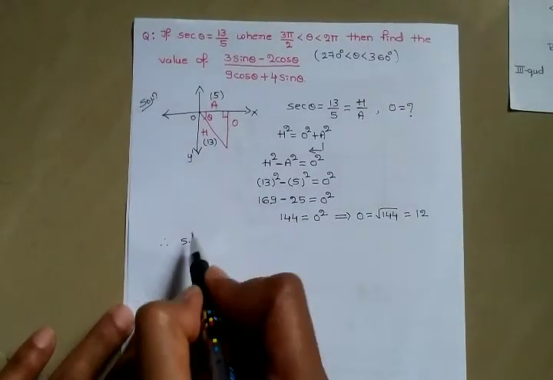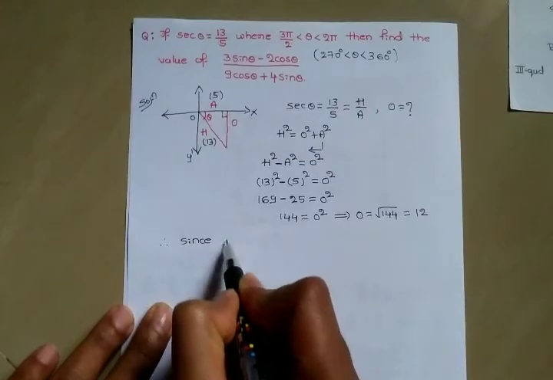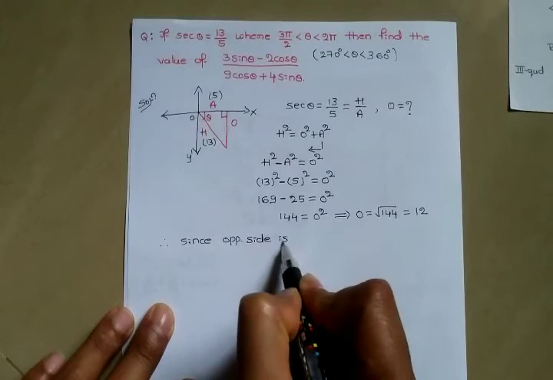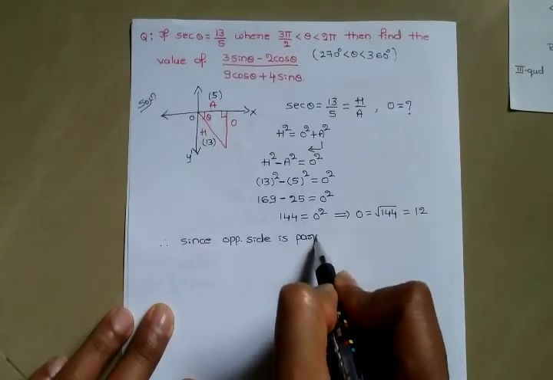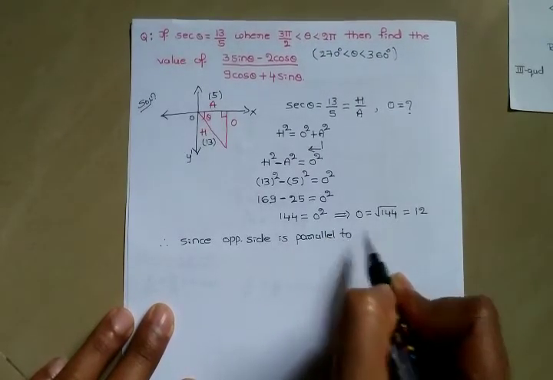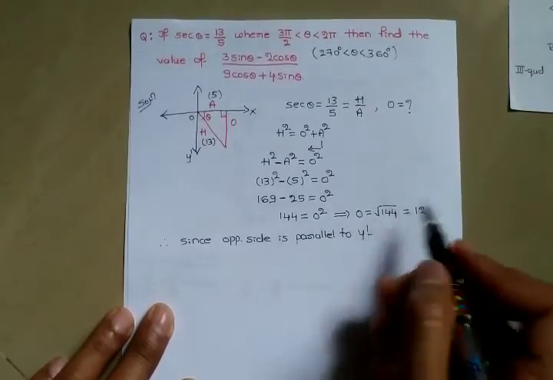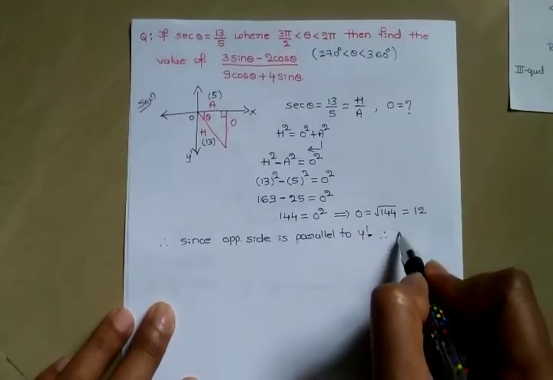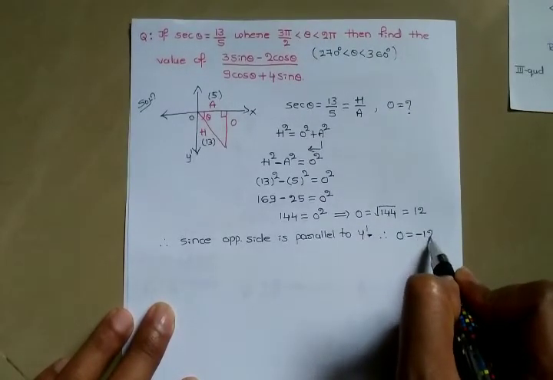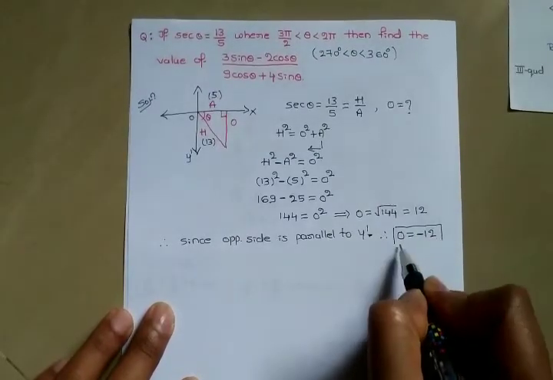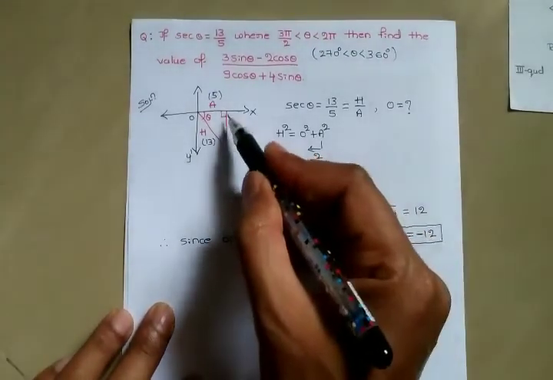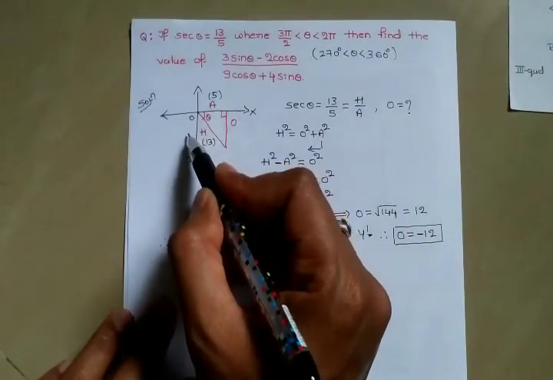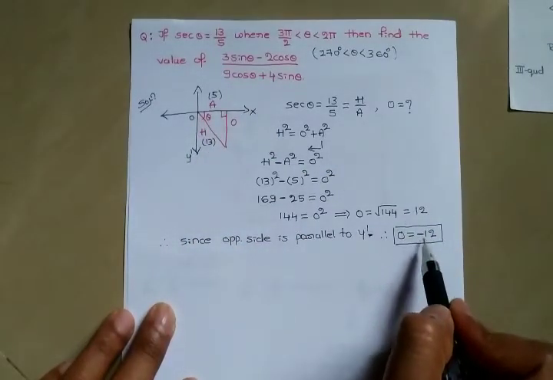Because of that reason, after getting the positive value, you have to make it negative here because of this Y dash. So since the opposite side is parallel to Y dash, opposite is equal to minus 12. Getting why you have to make it negative here? Because this line is parallel to Y dash. In Y dash all the values are negative.